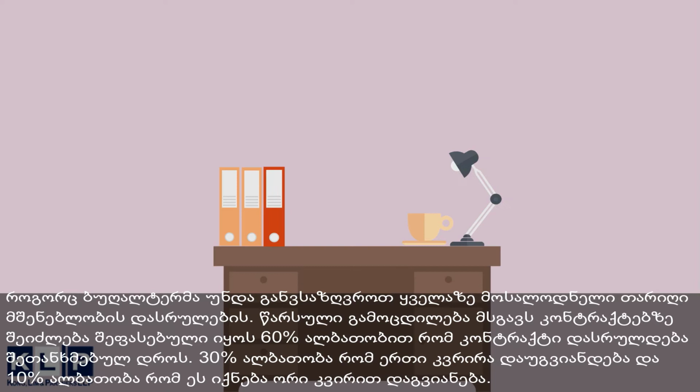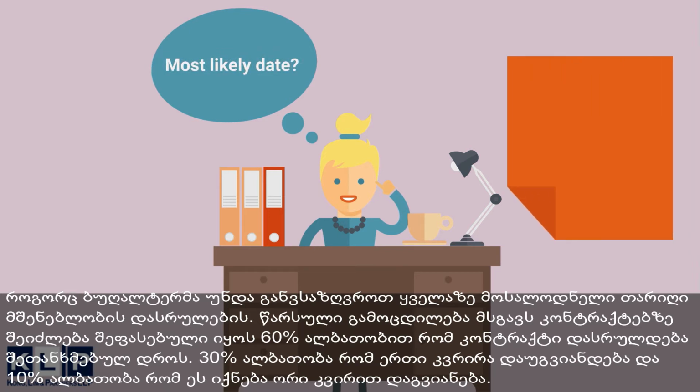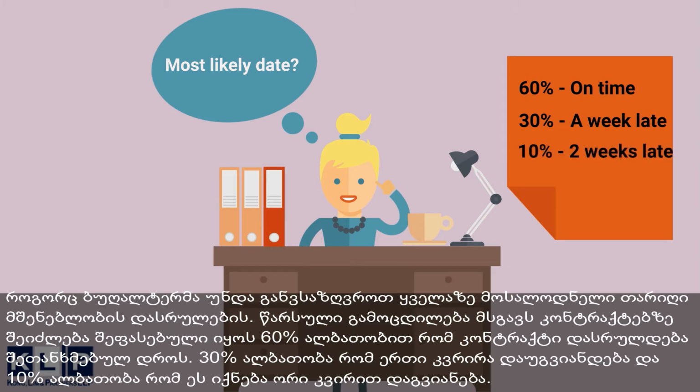As an accountant, you will have to determine which is the most likely date of completion by Entity A. With past experiences of similar contracts, you may estimate that there is a 60% probability that the contract will be completed by the agreed date, a 30% probability that it will be 1 week late, and a 10% probability that it will be 2 weeks late.